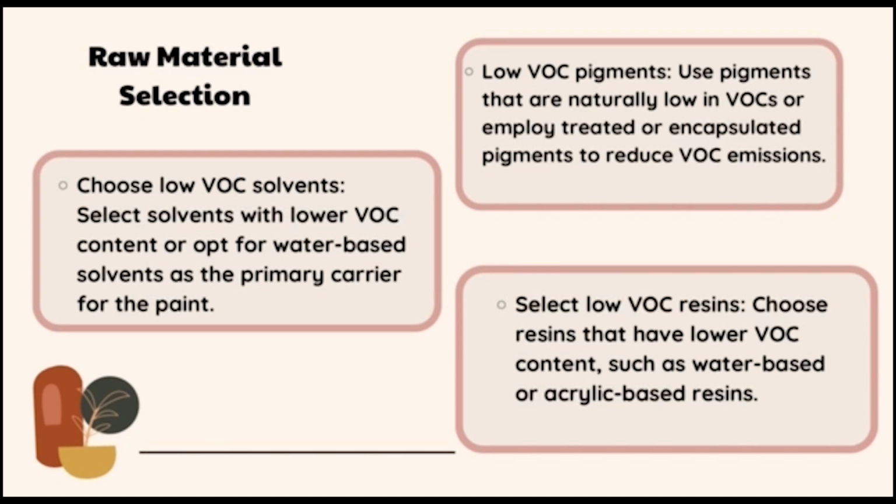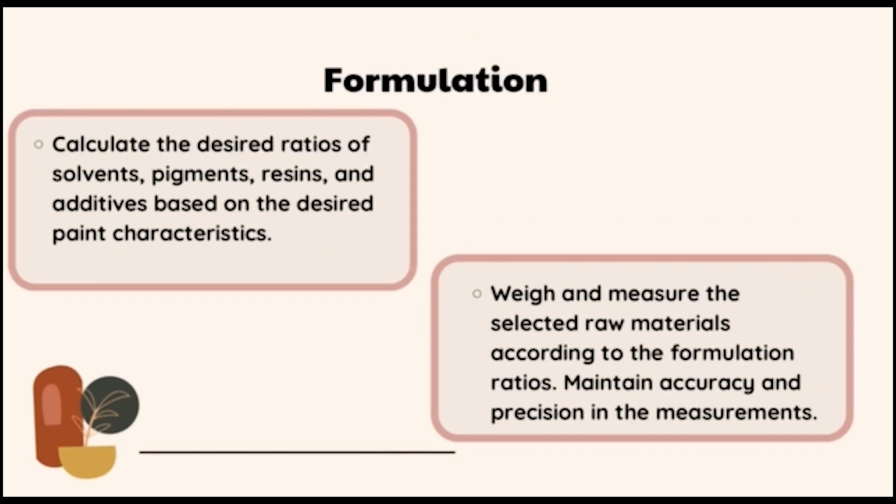Next, select low VOC resins. Choose resins that have lower VOC content such as water-based or acrylic-based resins. Next, we continue to the formulation. We have to calculate the desired ratios of solvents, pigments, resins and additives based on the desired paint characteristics.